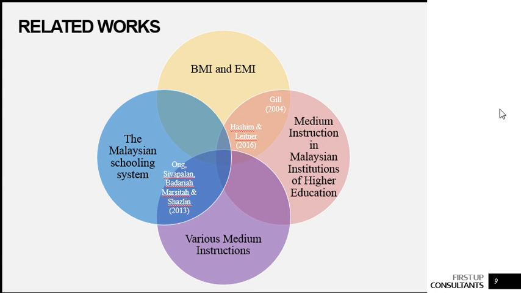Jill also highlighted medium of instruction in Malaysian institutions of higher education, which she noted had some negative implications of using BMI, as the students' lack of competence in English reading skills when they use BMI. Meanwhile, number 2, work from Hashim and Letzner also talks about the same issues. And another one is Ong, Sivapalan, Badaria, Masita and Shazlin 2013, which discussed the Malaysian schooling system, which was quite complex, and also various mediums of instruction, as it highlighted the different medium of instruction used by students.